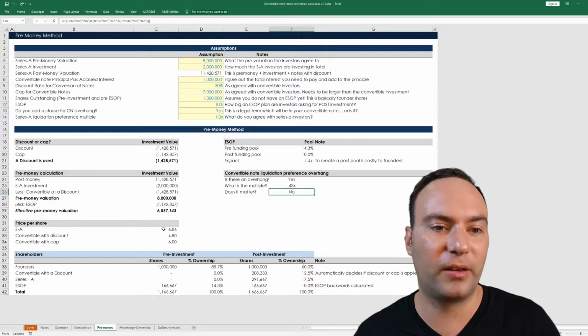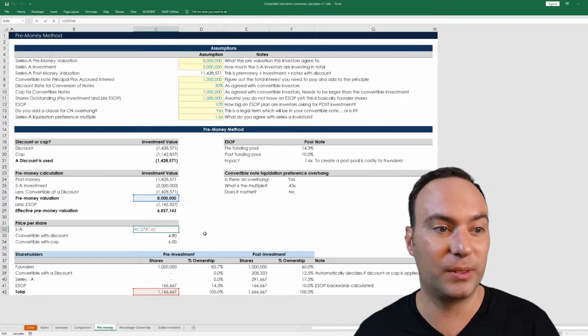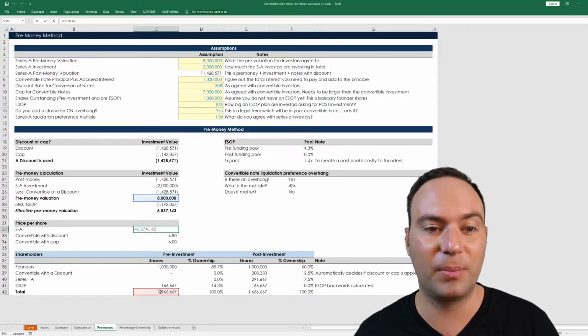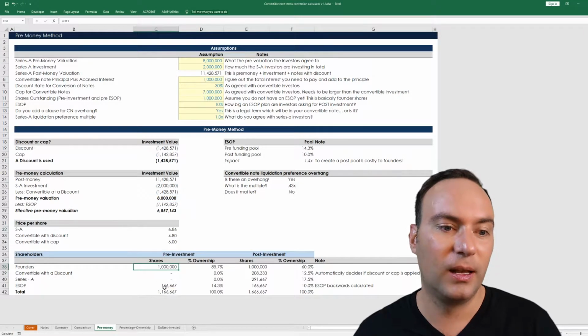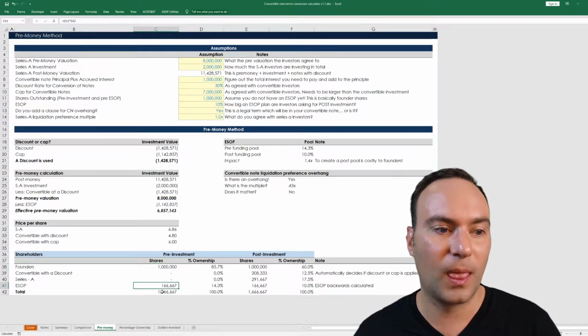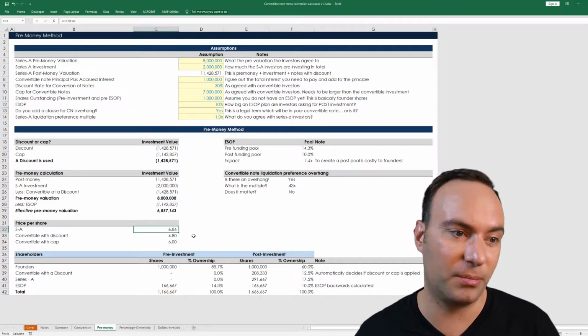Now, to calculate the price per share, what we're doing is we're taking the pre-money valuation and dividing it by the total number of shares, which is the 1 million shares the founders originally had, plus the new ESOP, which equals 1.116, right? So you divide that pre-money by the total number of shares, and we get the Series A price.